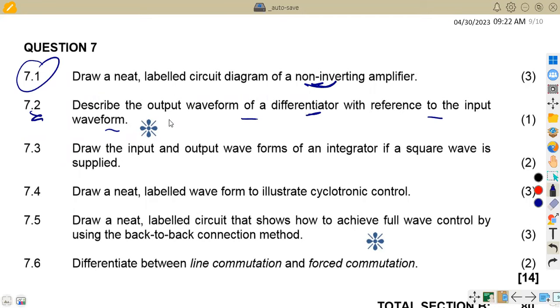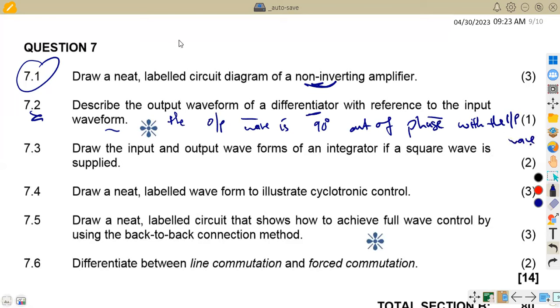So on this part, we must know that the output, so this op is for the output, the output wave for a differentiator is going to be 90 degrees out of phase. So this is actually 90 degrees out of phase with the input, that is the input waveform in this case. So it's 90 degrees out of phase.